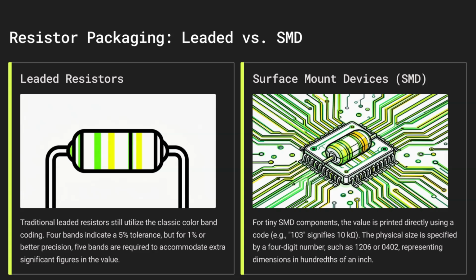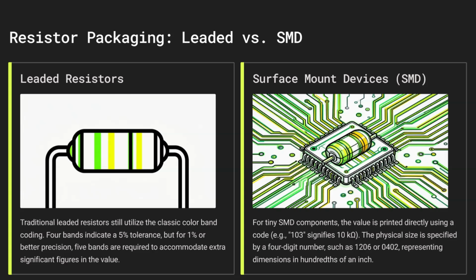Precisely. And for the tiny SMD components, the value is just printed directly with the code. Like 103 means 10, followed by 3 zeros, so 10k. And when you're sourcing an SMD resistor, the physical size is specified by a 4-digit number, like 1206 or 0402. How do engineers read that? Those numbers specify the size in hundredths of an inch. A 1206 part is 12 hundredths of an inch long by 6 hundredths of an inch wide.